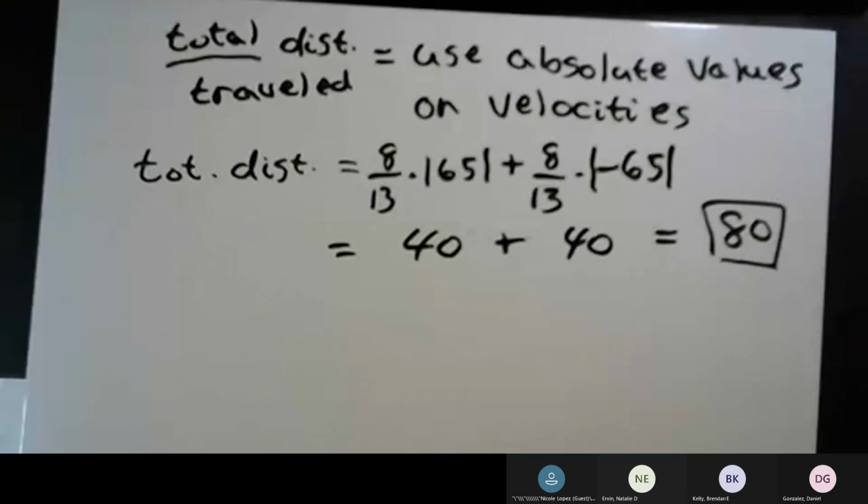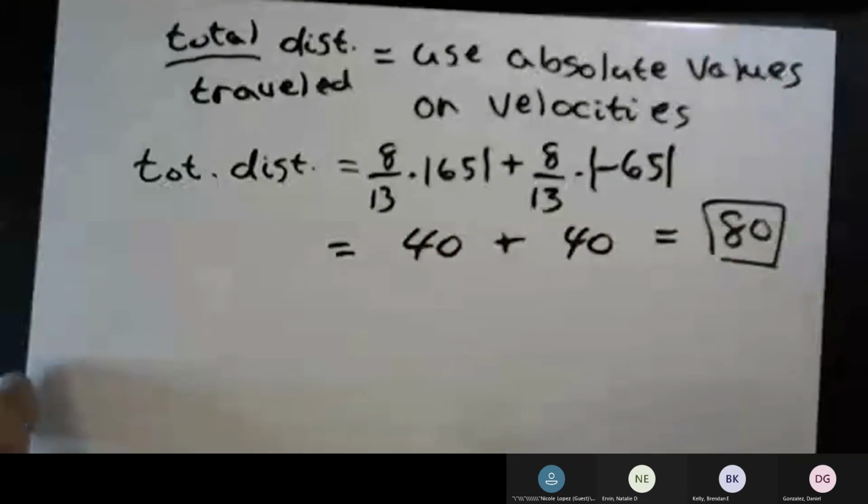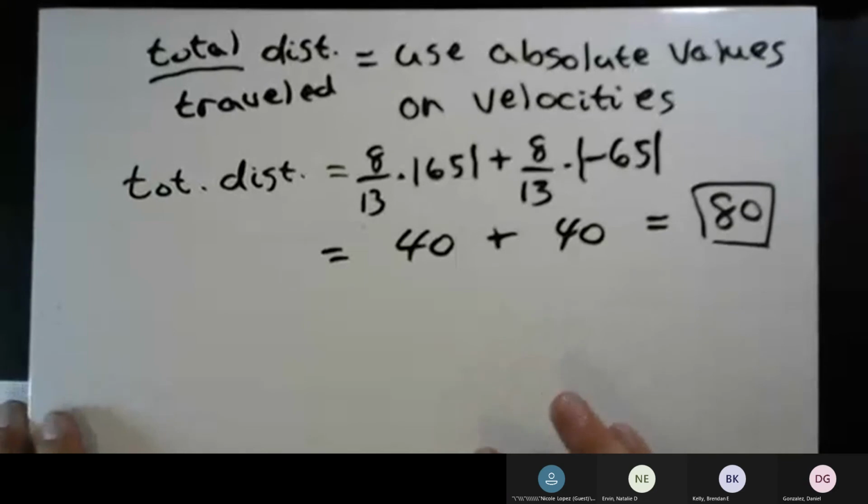And the issue here is that we're going to start dealing with velocity functions not too far from now, where the velocity is going to dip below the t-axis. That means we're traveling backwards. And that's going to be something that we're going to want to be careful of. When that happens, we're going to use absolute values.